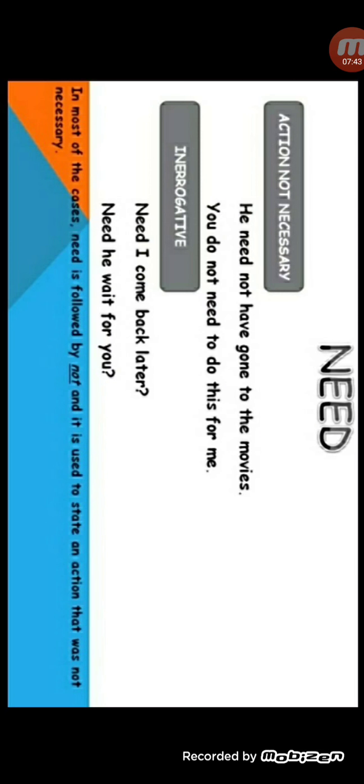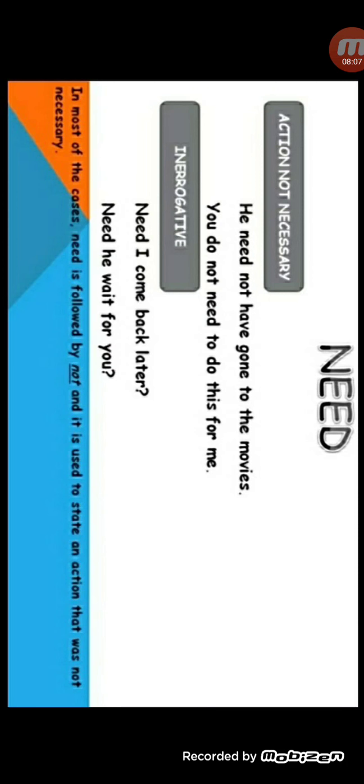Action which is not necessary. Sometimes you do something that is not necessary. He need not have gone to the movie. Means it was not necessary that he should go for a movie during exams. You do not need to do this for me. Means मेरे लिए ये करने की ज़रूरत नहीं है.